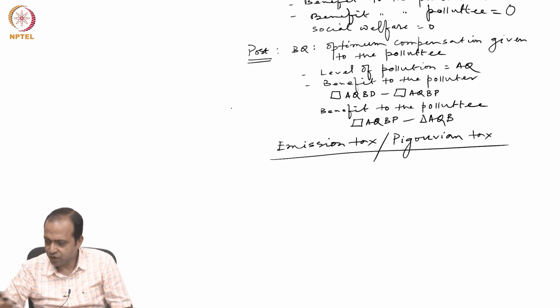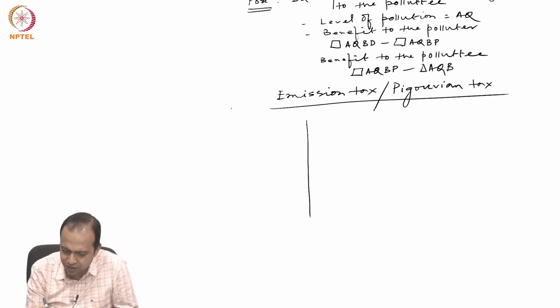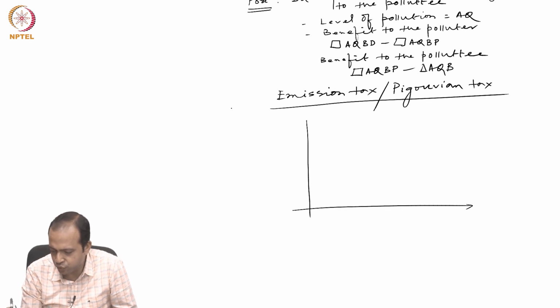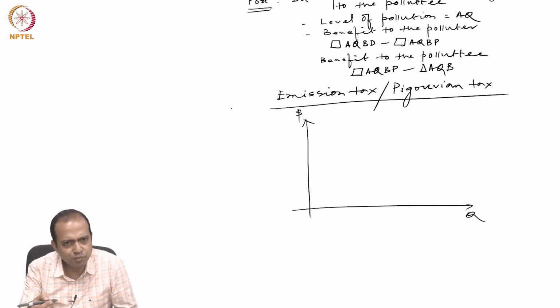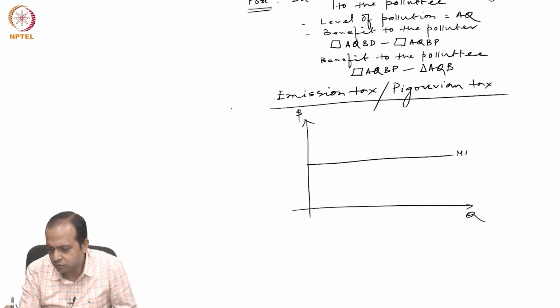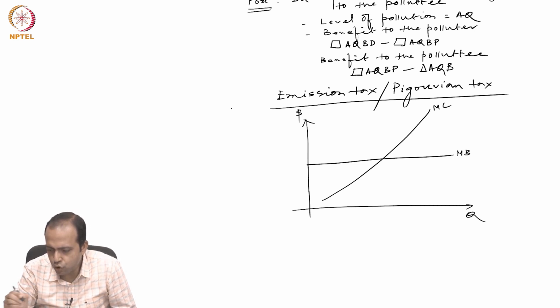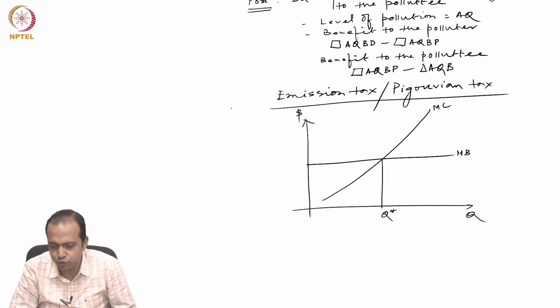How does it work? We will try to understand the mechanism of this emission tax by using again a simple diagram. Let us say that in the x axis we are measuring output and here again dollar, because you can measure price, cost, anything. So, this is the marginal benefit curve, marginal benefit of production or marginal benefit of pollution, whatever you may think about, and this is the marginal cost of supply and this is the optimum level of output.